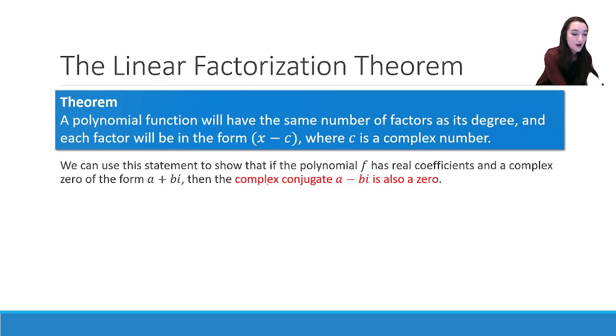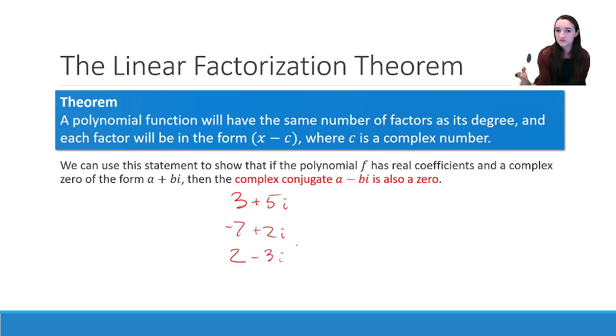Essentially, if we have a complex number, a plus bi, that's the way we state any complex number: 3 plus 5i, or negative 7 plus 2i, or 2 minus 3i, etc. Those are complex numbers. They could have no real part. We could just say minus 7i. They could have no imaginary part. It could just be the number 3. But either way, these are all complex numbers.